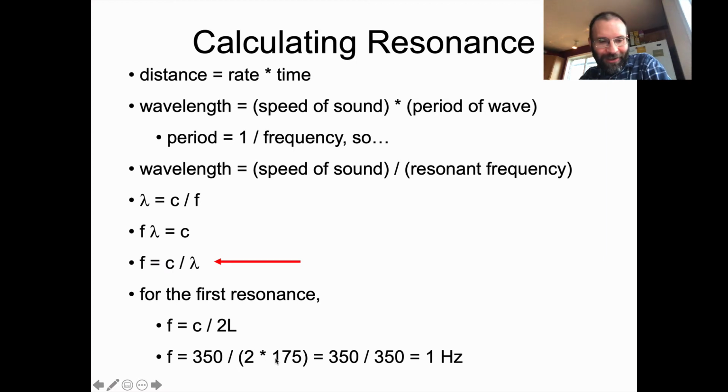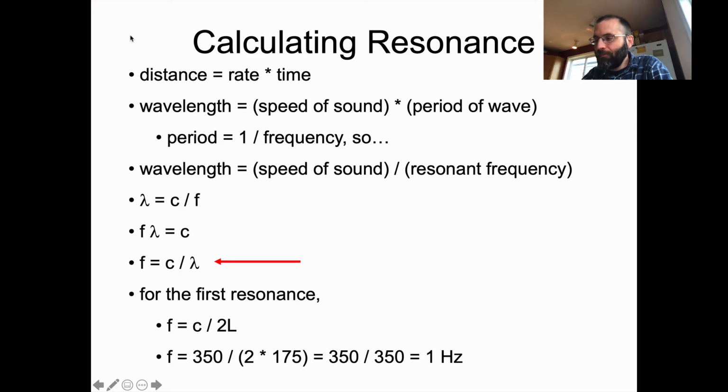You can use a calculator to confirm this if you want, but 2 times 175 is 350. So 350 divided by 350 equals 1, and the units will work out to be hertz. So this is meters per second divided by meters. That gives you 1 over second, or cycles per second, which is hertz. So that makes the math even easier for us because we can use this equation to determine what the frequency is going to be based on the length of the tube.